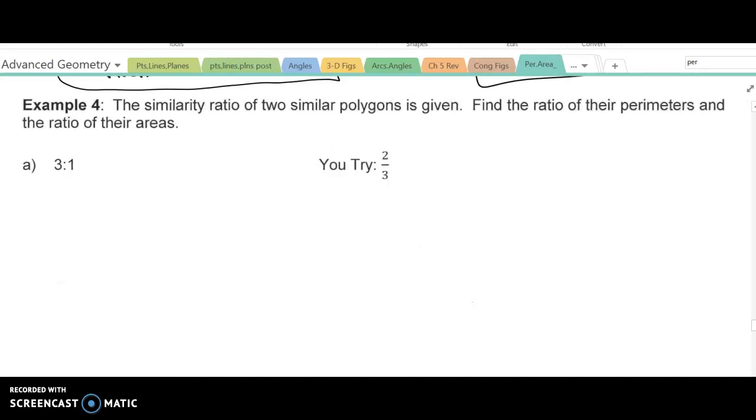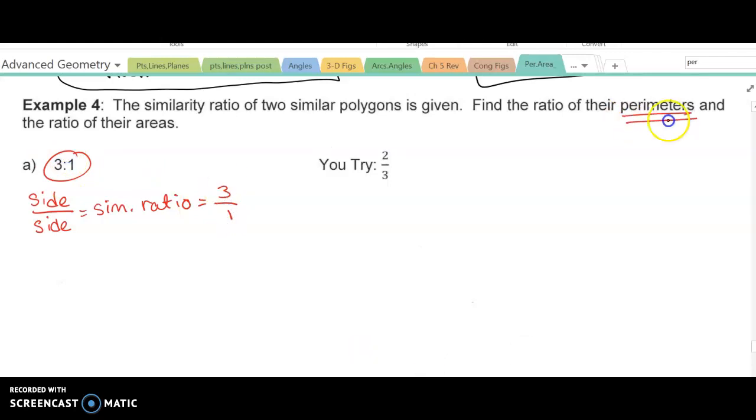Okay, so on example 4, this time we're given the similarity ratio. Find the ratio of the perimeters and the ratio of the areas. So we just don't have a picture is all. It's the same thing we've been doing. We already know that the side-to-side ratio, in other words, what's called the similarity ratio, they tell us is 3 to 1.